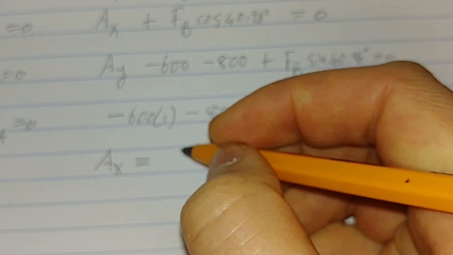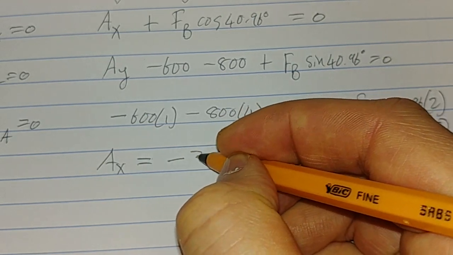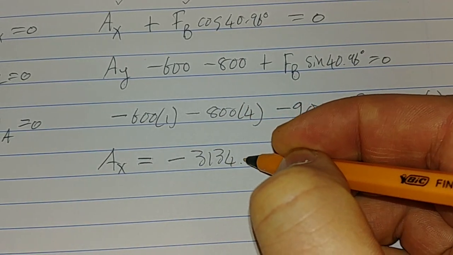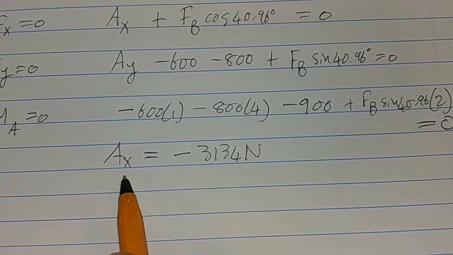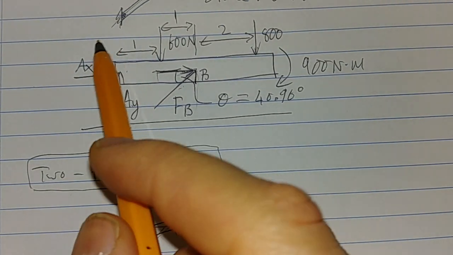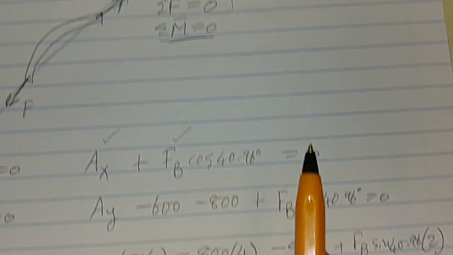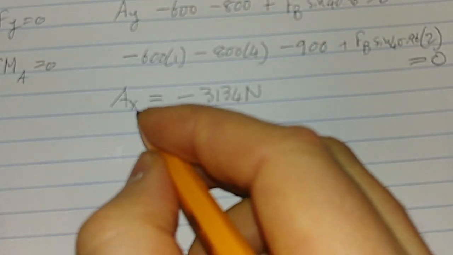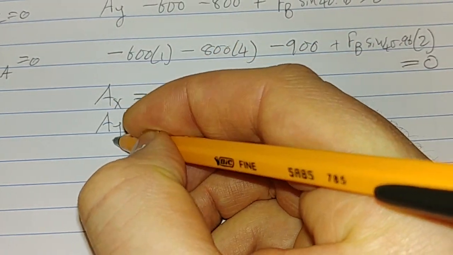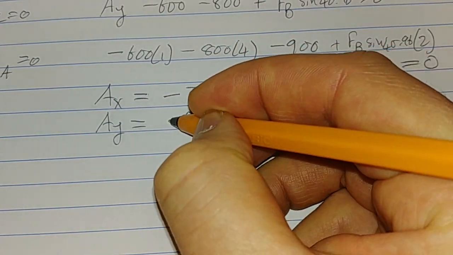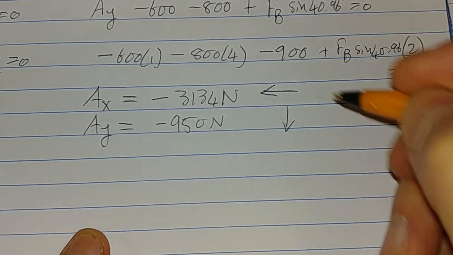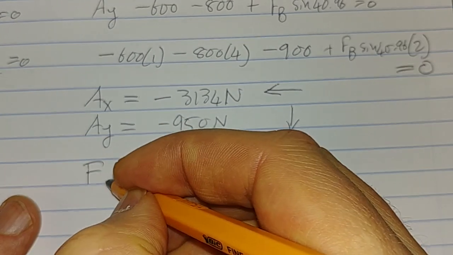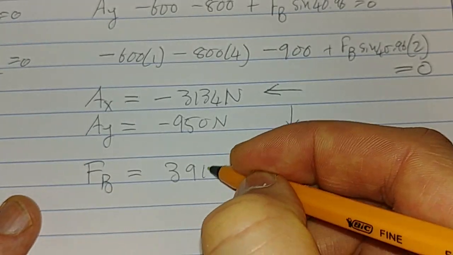AX is minus 3134 Newton. Essentially what that means is when I solve for AX, I chose my AX to be this way and I ended up getting a negative, so that means my AX is actually acting in the other direction, okay. AY was minus 950 Newton, which means that it's acting down actually. My AX was actually acting to the other side, and my FB was 3917.2 Newton.